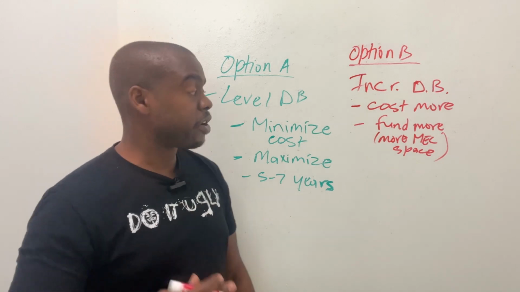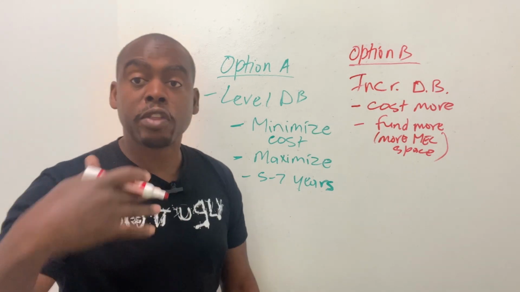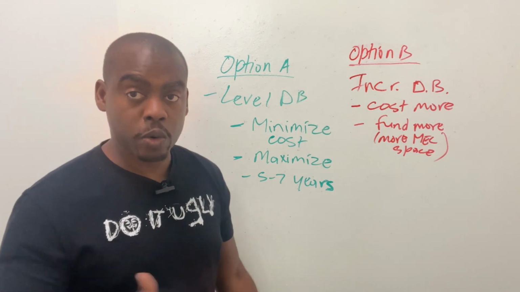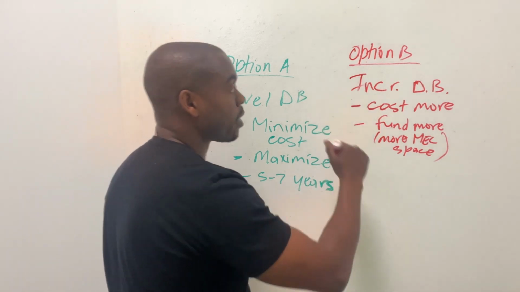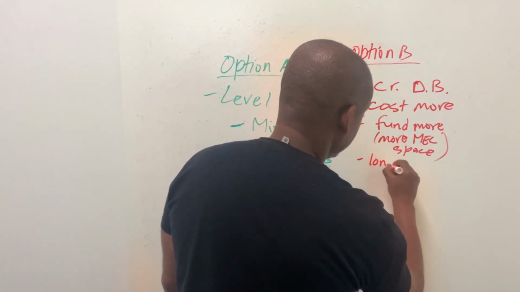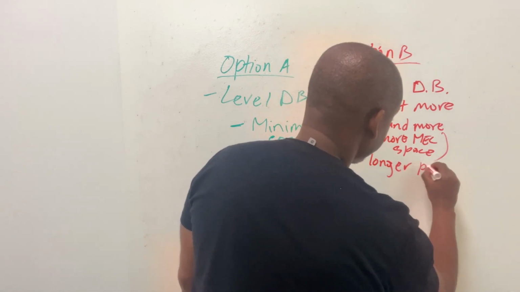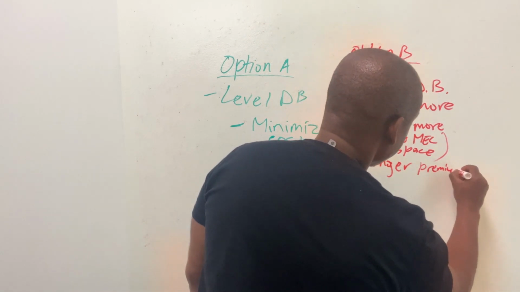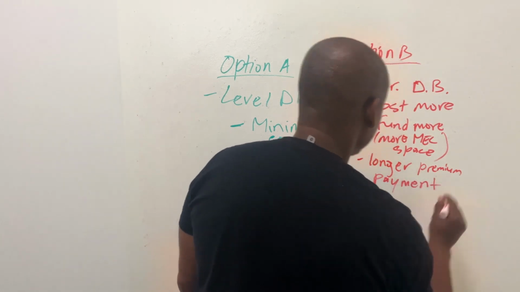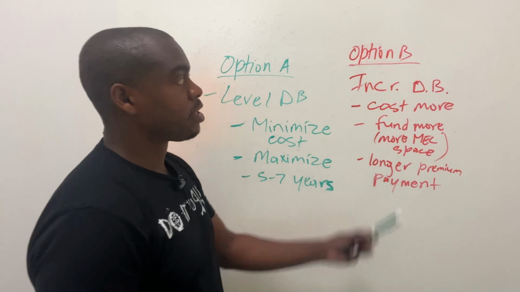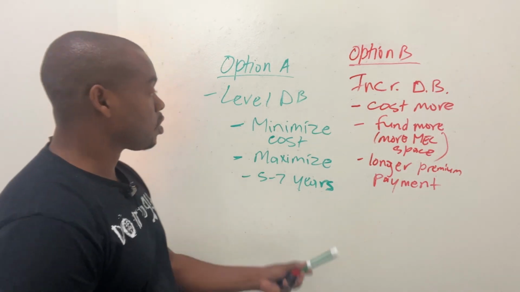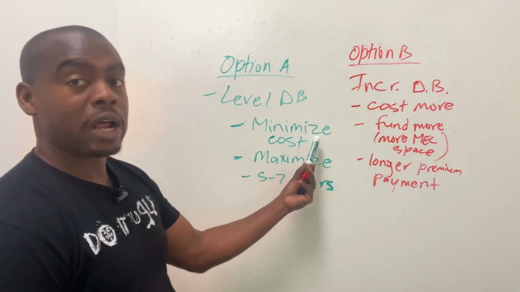So for example, say you're going to pay your premium for 30 years. You're going to pay $5,000 a year for 30 years, or whatever it is. Then you would go with increase in death benefit. So for longer premium payment, you do the increase, option B. For shorter premium payment, you do the level. So remember, I also said that you can minimize costs with option A.